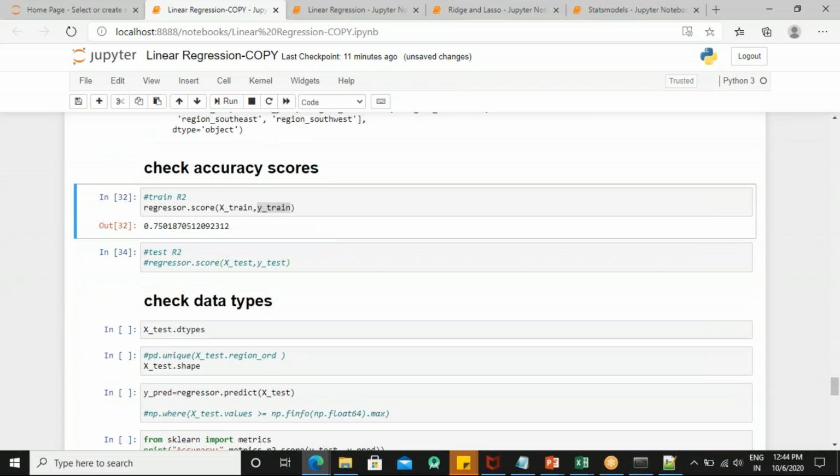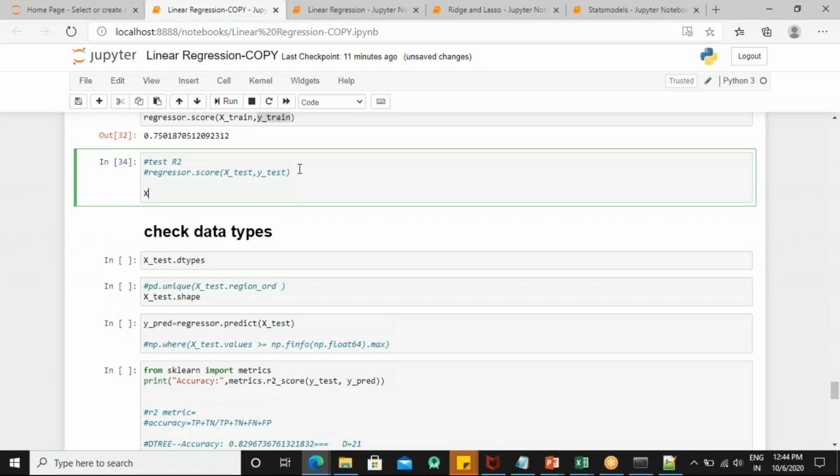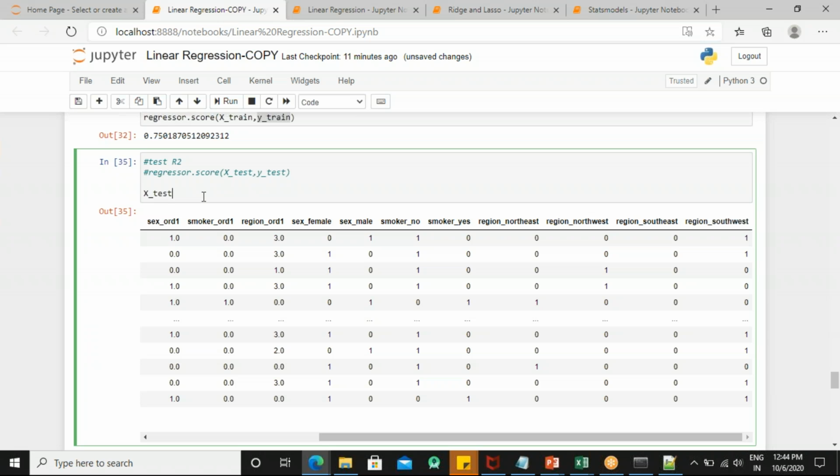So now I'm just commenting it, the second point. So what we need to now check is कि आखिर मेरा X test और Y test है क्या जिसने वो error दी. So this is my X test data. Check if there are any nulls.